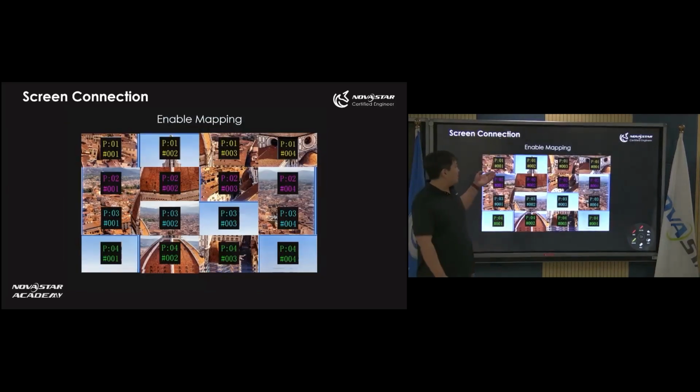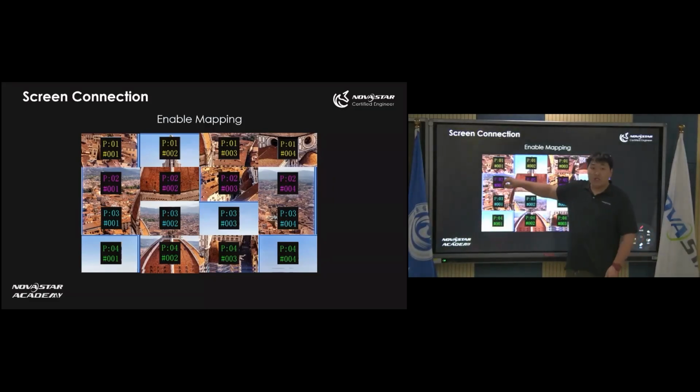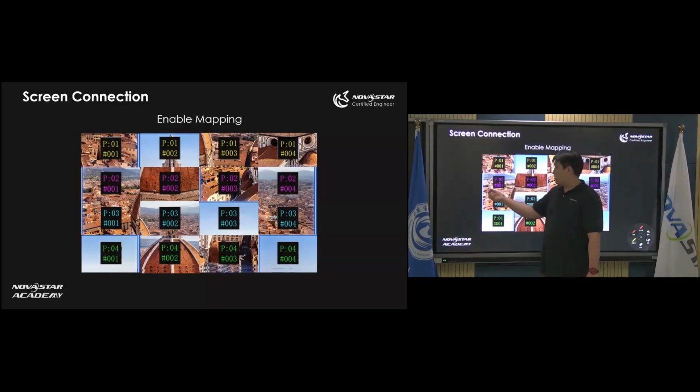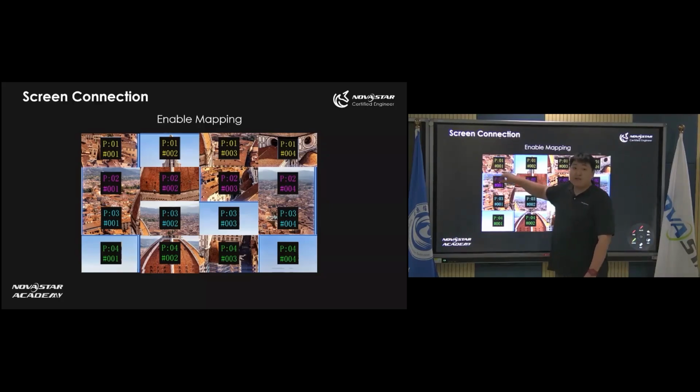Here we've got the squares like P01 sharp 001. The P means the port number: port number 1, port number 2, port number 3, and port number 4. And the sharp means the receiving card: the first receiving card, the second, the third, the fourth. So we got a different meaning for those numbers. Just remember that, please.